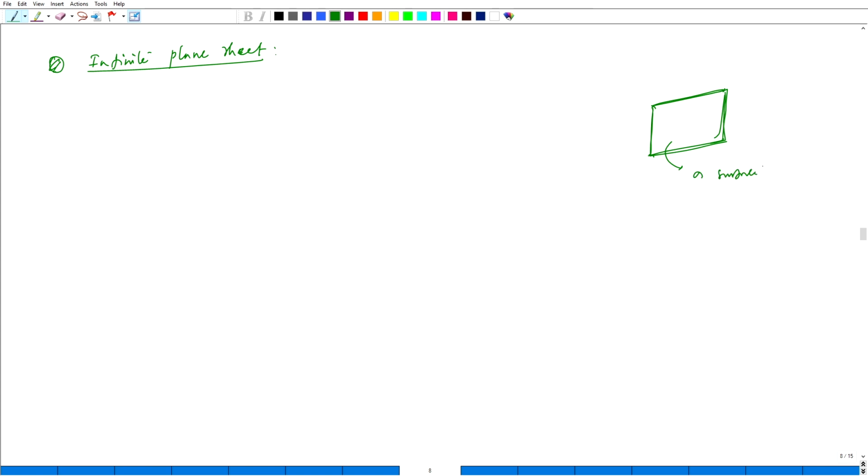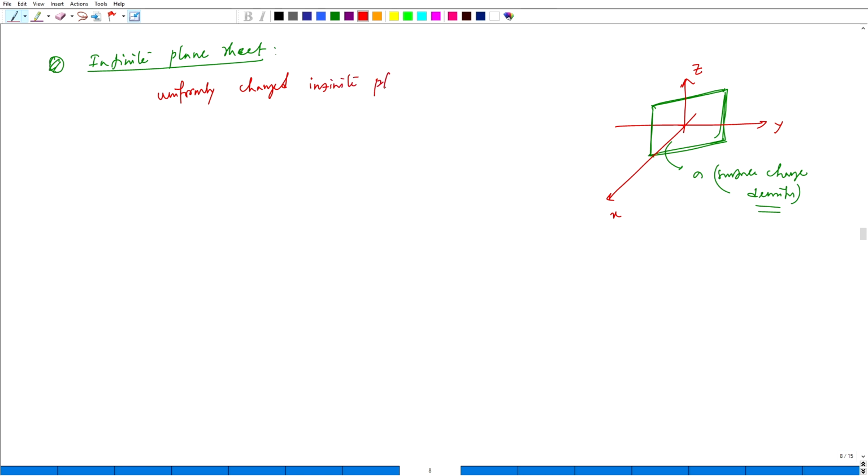This becomes the surface charge density of the sheet, and if we draw an axis, let us say this one is the x axis, this one is the y axis and this one is the z axis. So it is placed in the yz plane, right. This one is the uniformly charged infinite plane sheet, a 2D surface placed in the yz plane and having a uniform surface charge density sigma.